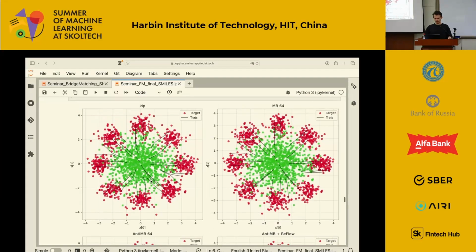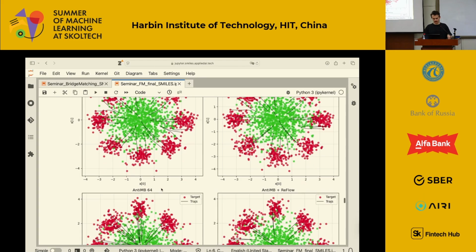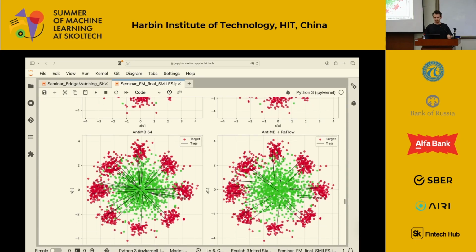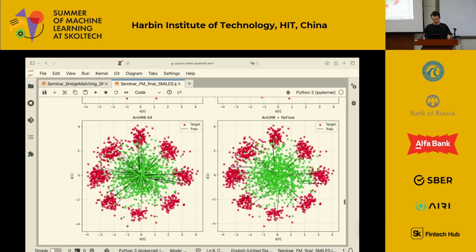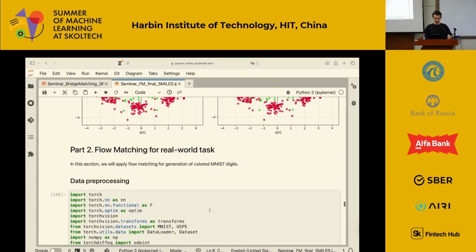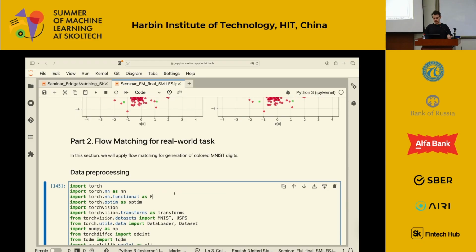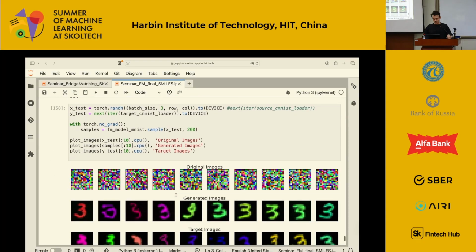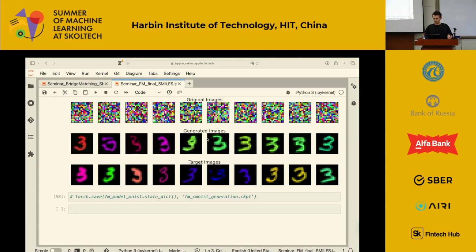3 versions of flow matching: the independent one, which is okay, but you can get better. A mini batch one, which requires more compute, but is a bit better. Anti-mini batch is that thing that you do not want to get in your life. And the anti-mini batch plus reflow also requires more compute, but is very, very good. Then we implemented flow matching on the image generation problem, and it works relatively well. So I think that's it.